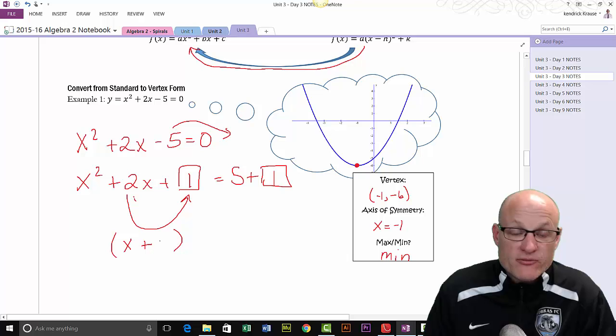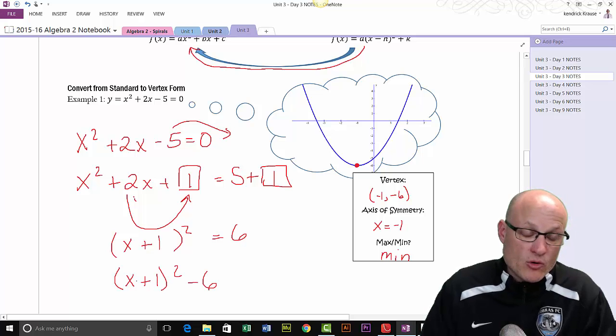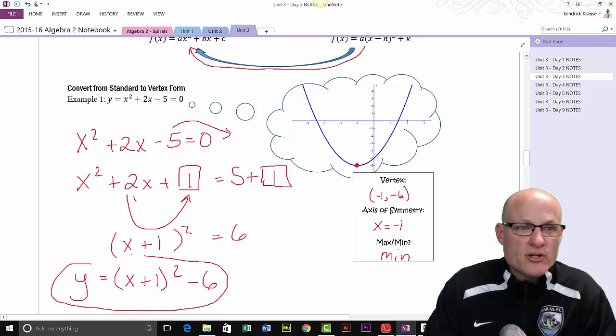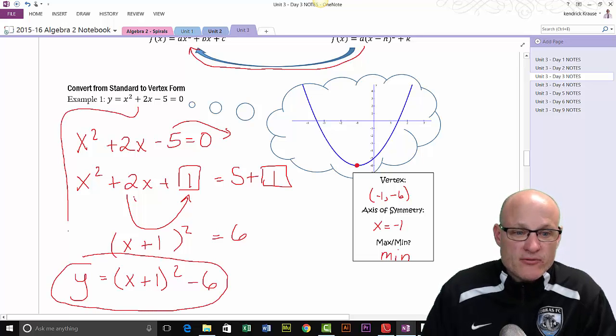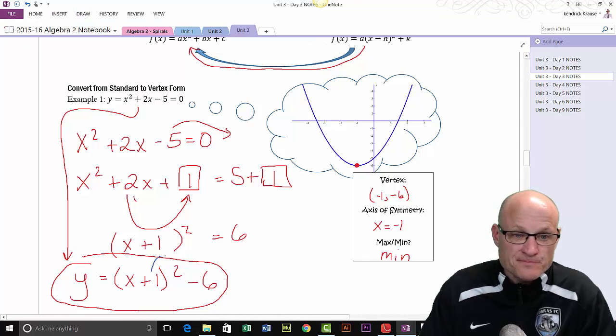Now what we're going to do to finish this completing the square process is bring the 6 back to get it in vertex form. So (x + 1)² − 6 = y. This is the manipulation from standard form to vertex form. And you'll notice that the vertex is right here: (−1, −6). Let's do that a couple more times.